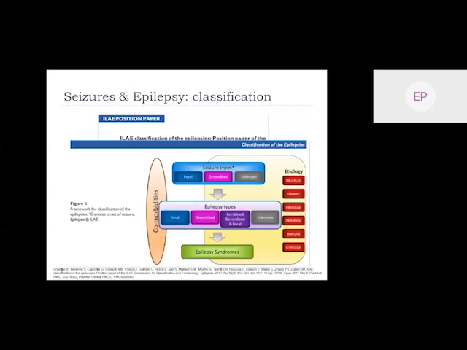So the way that epilepsy is classified currently, according to ILAE, is you start by defining the seizure type, whether someone has had a focal seizure, a generalized seizure, or sometimes it's actually unknown, particularly if the seizure was not witnessed. That informs the epilepsy type, where someone can be defined as having a focal epilepsy, a generalized epilepsy, combined generalized and focal, or the epilepsy could be unknown.